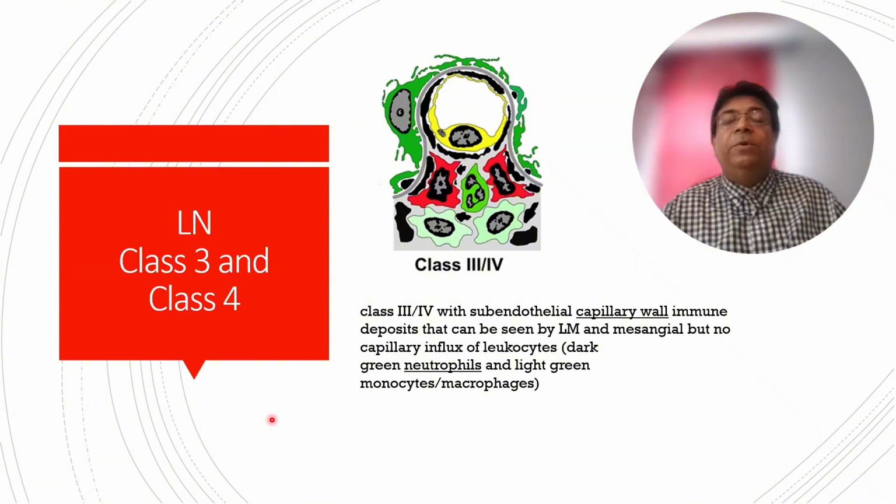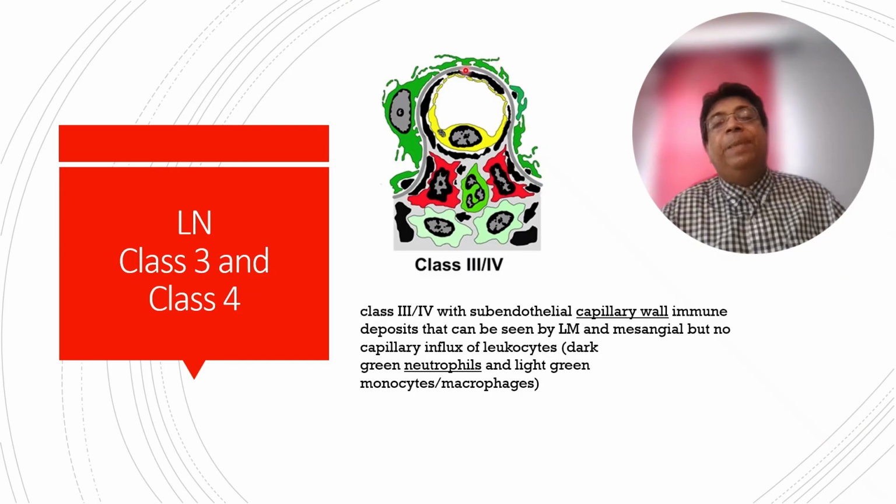And here you can see this is class 3, class 4 with subendothelial capillary wall immune complexes. So like I said, you have the podocytes here in the green, and then you have the gray basement membrane, and then you have the endothelial cell. So just under the podocyte, but above the basement membrane, from our perspective, that's where the subepithelial immune complexes would be, because the podocyte is the epithelial cell. And then to the other side of the basement membrane, you have these subendothelial immune complexes.